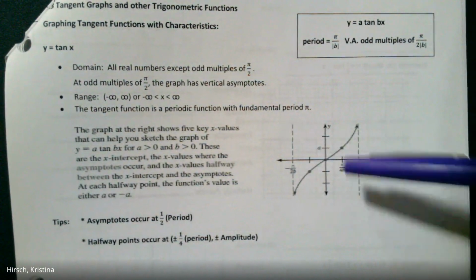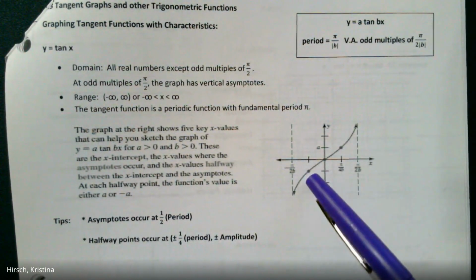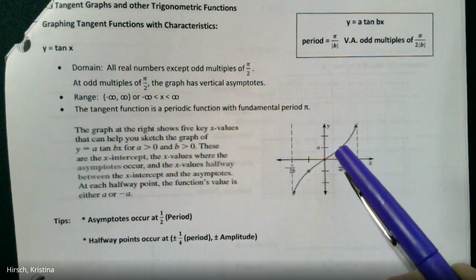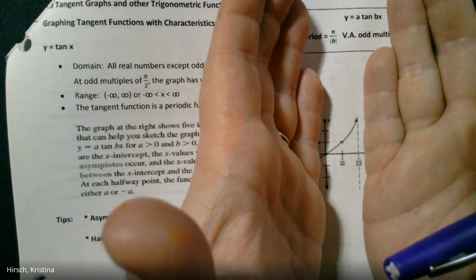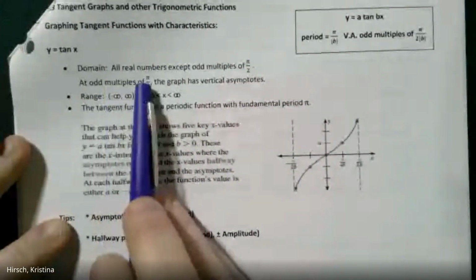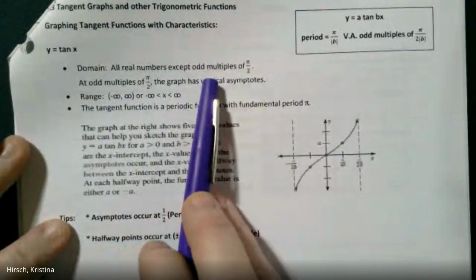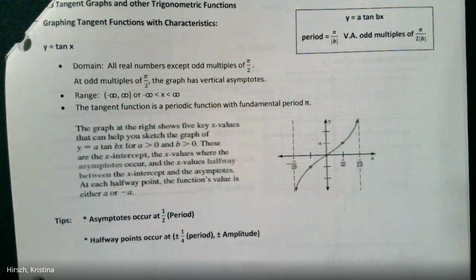We're going to also have halfway points. So this point is considered a halfway point. This point is considered a halfway point. And basically, because it's halfway on this side, halfway on this side. Okay, that comes from. Your domain will be all real numbers except odd multiples of pi over 2. Okay, and that's just because of all these asymptotes.